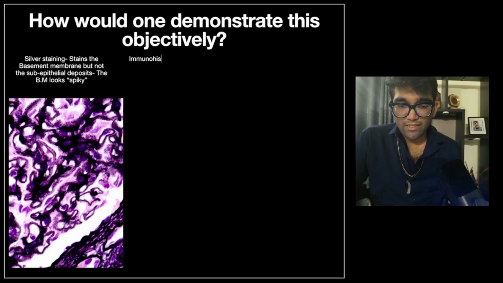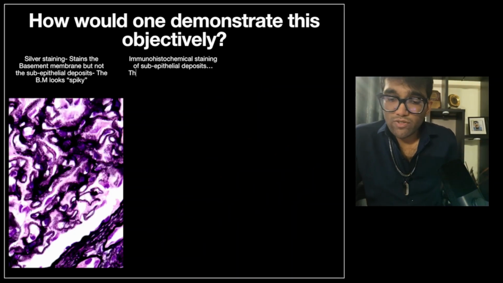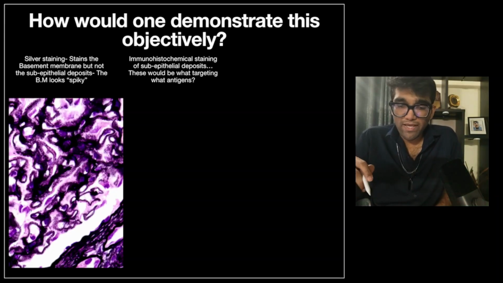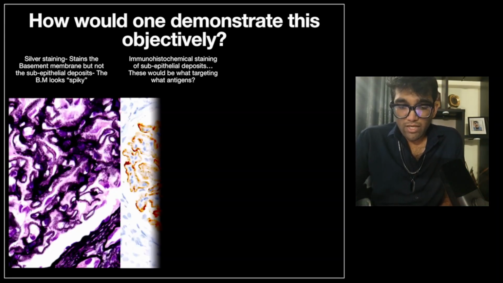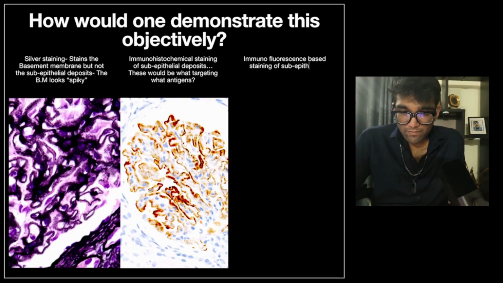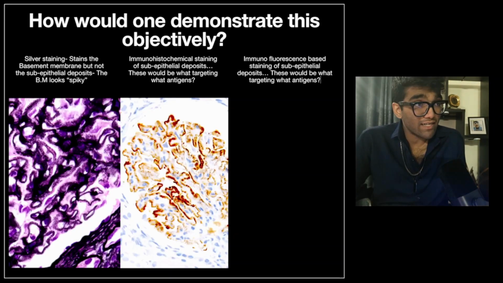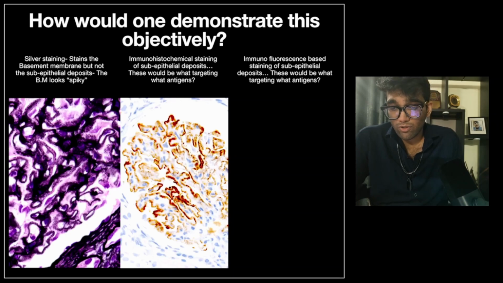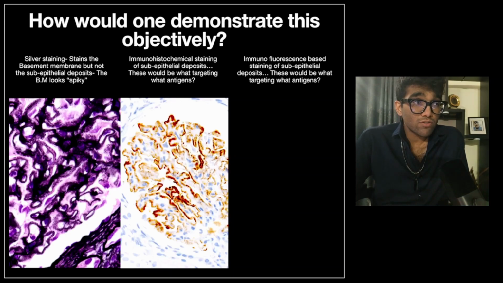The other thing I can do is stain with immunohistochemistry, because those deposits in between the spikes are immunoglobulin. So with immunohistochemical staining, I will see this kind of staining involving the basement membrane. This is to be expected. Then finally, what are we targeting? What antigens? We've discussed in great detail what those antigens might be. In primary disease, most commonly it is the PLA2 receptor and thrombospondin type-1 domain containing 7A. But that is an extensive topic in itself.